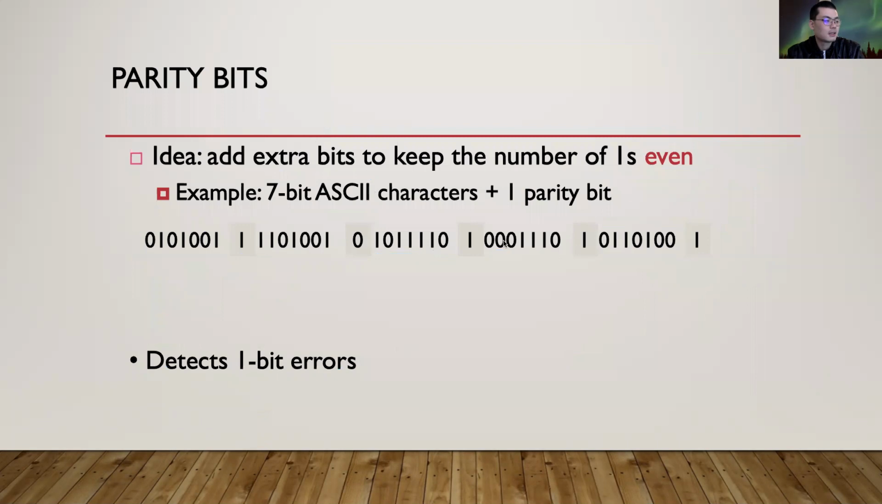I mean the detection, but we don't know which bit is wrong. It could be this bit flipped, or this bit flipped. But as long as one bit is flipped, we will detect it. Okay, this is the parity bit idea.